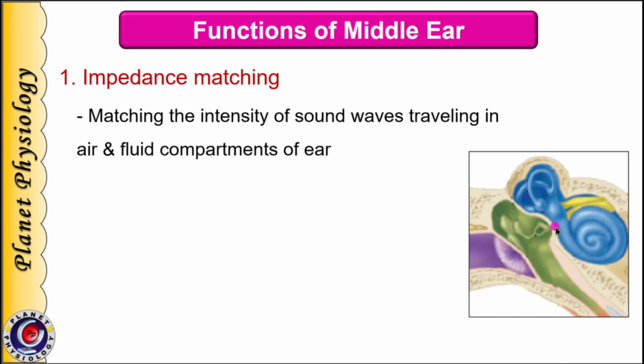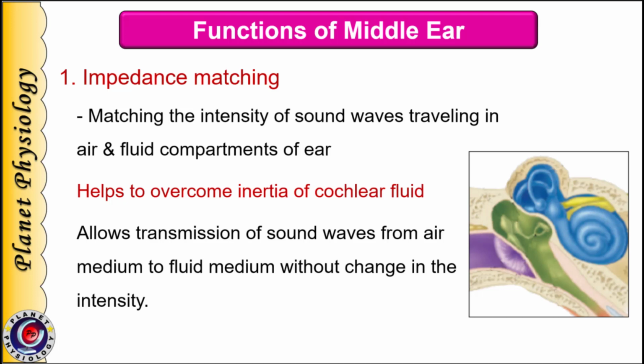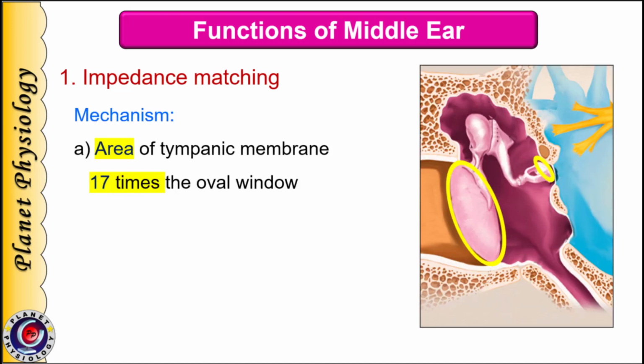This process of matching the intensity of sound waves traveling in air and fluid compartments of the ear is known as impedance matching. It allows us to overcome the inertia of cochlear fluid and hence transmit sound waves from the air medium to the cochlear fluid without change in intensity. Let us study its mechanism.